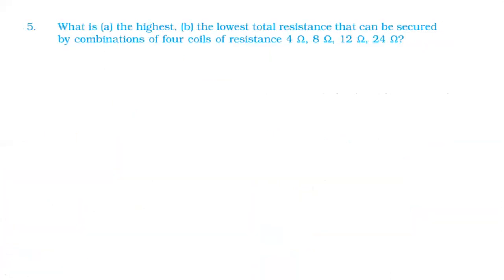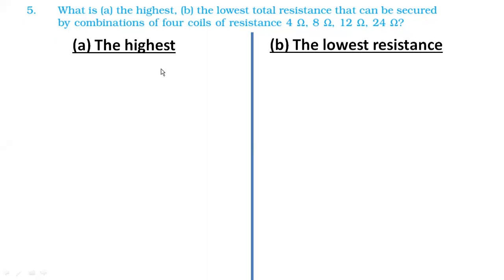Now the fifth question is, what is the highest and lowest total resistance that can be secured by the combination of 4 coils of resistance? So they are saying you have 4 resistors, 4 ohm, 8, 12 and 24 ohm. They are saying combine them in such a way that you will get the highest resistance and the lowest resistance. Now highest resistance, how can we get it? By series combination. For the highest value, you just need to connect them in series, and for the lowest you need to connect them in parallel. So let me do that.